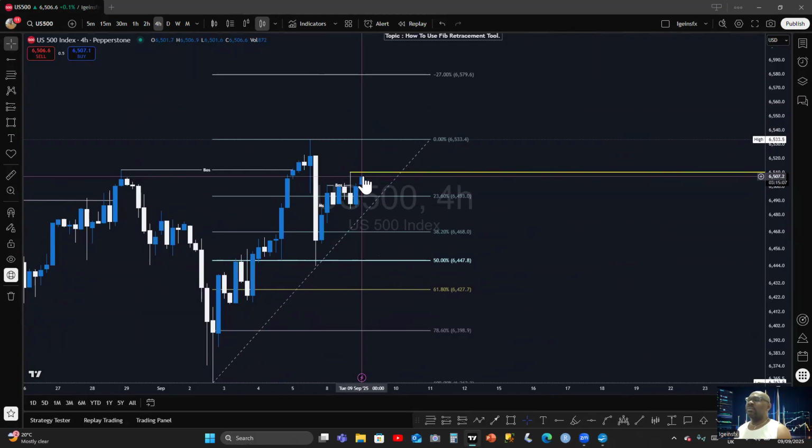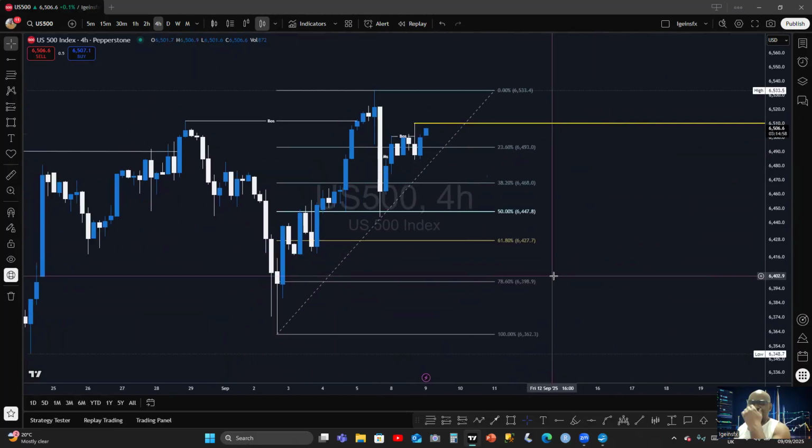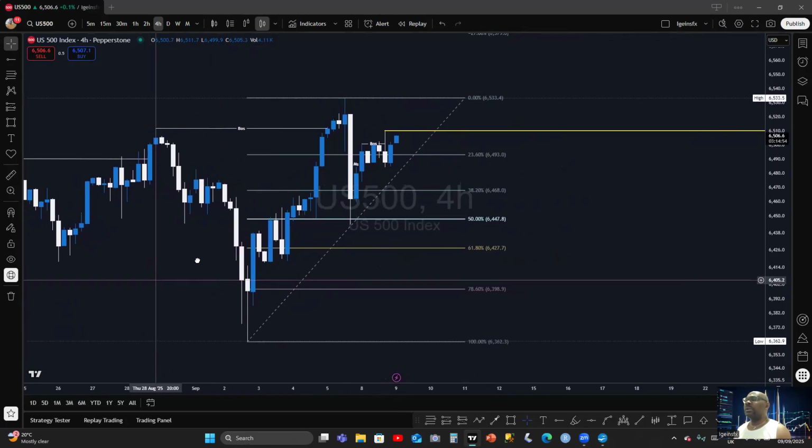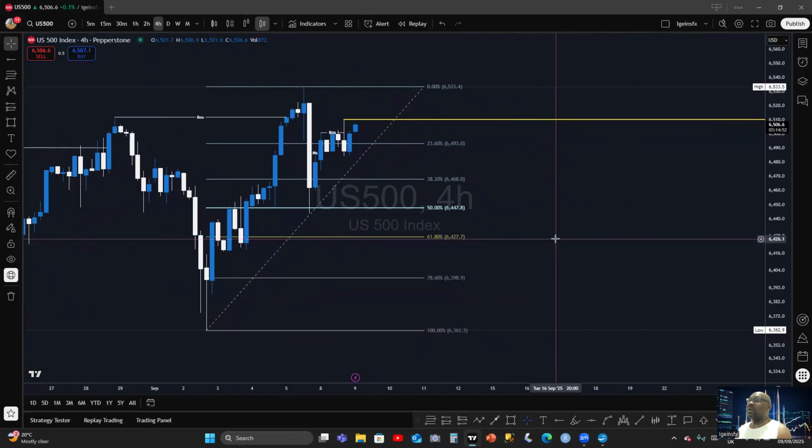Now, this one that is pushing up, this is the target here. This is the target. All right? This is the target. Okay. So that is just how it is.